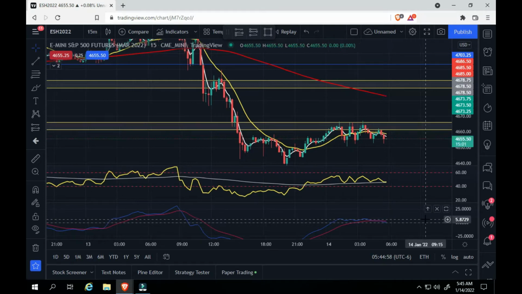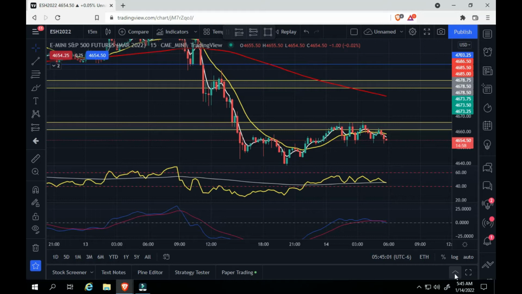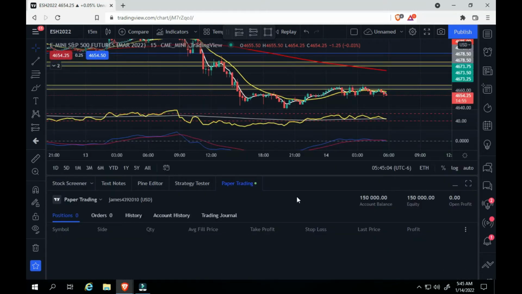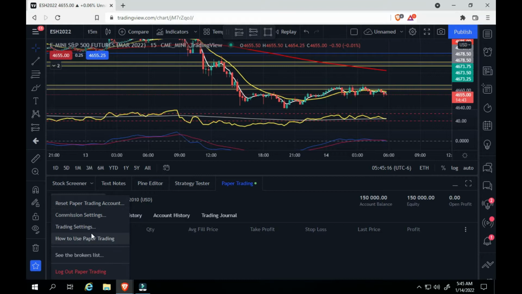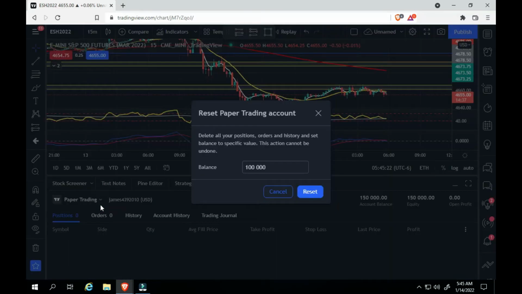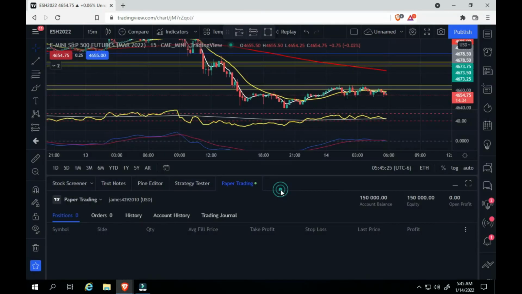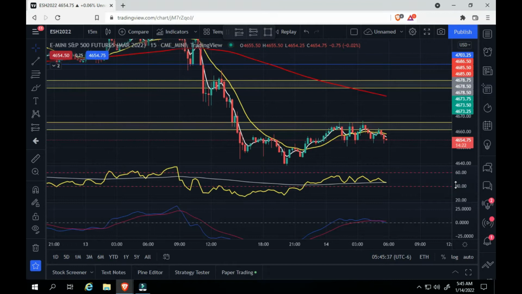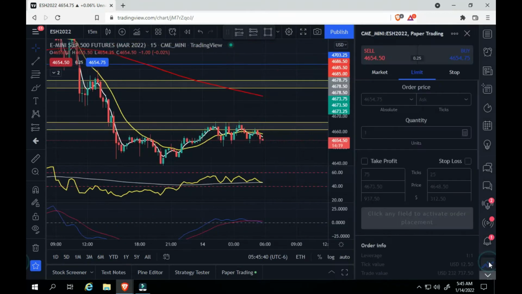All right, so with paper trading, you go down here at the bottom where it says paper trading. It'll also say something like choosing your broker. You can choose the exact amount that you want to trade with. When you reset your trading account, you can put the dollar amount that you want to trade. If you're going to go through a prop firm, I would recommend that you put that amount and follow all the rules of that prop firm so that you get an accurate paper trading scenario. Then you go over to the right to place trades.